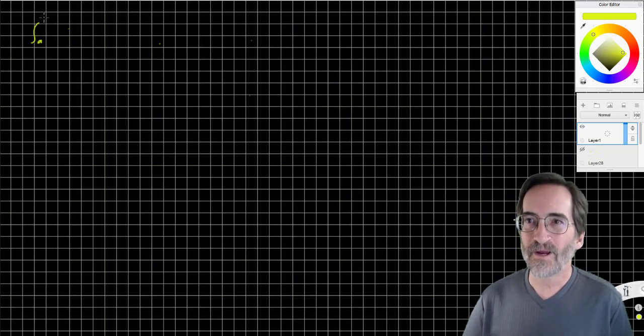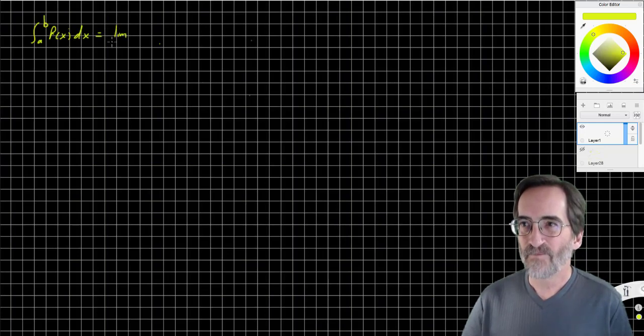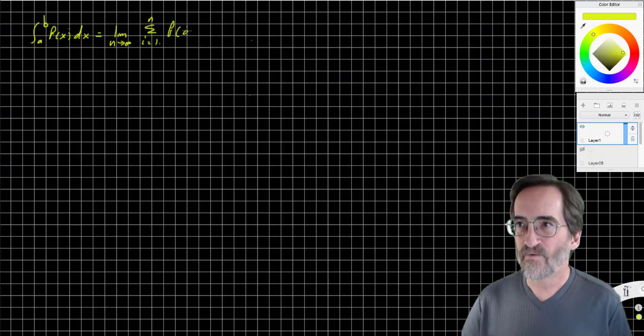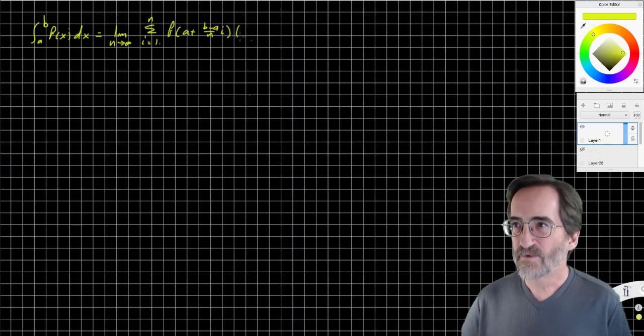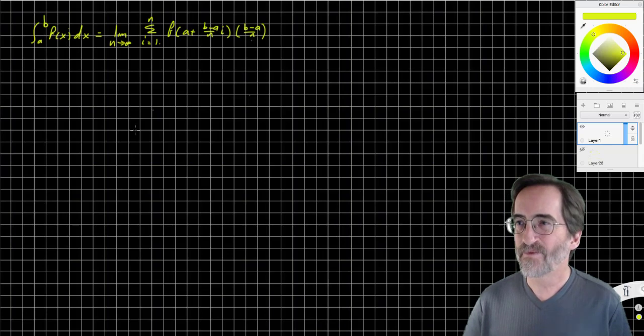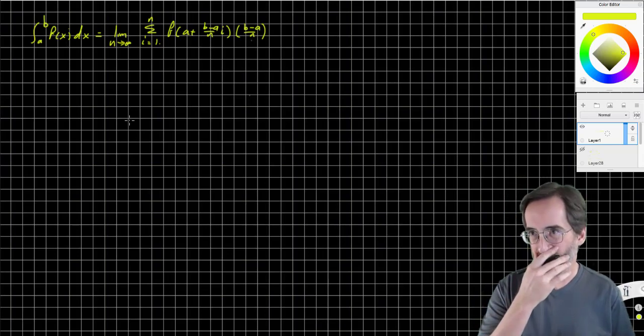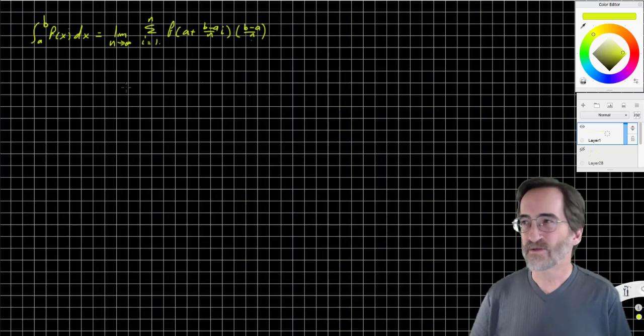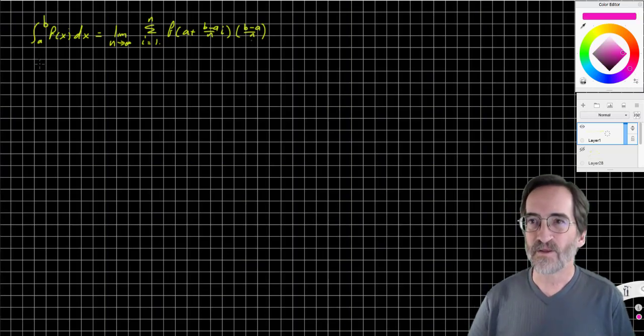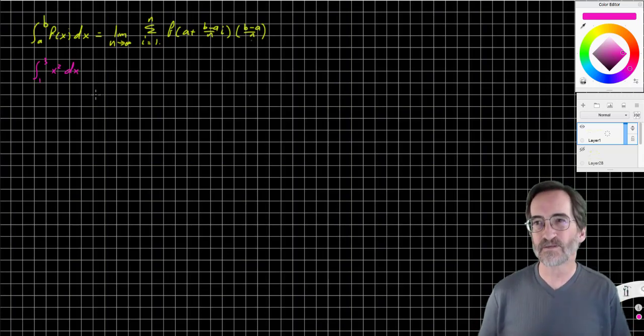The integral from a to b of f of x dx is the limit as n goes to infinity of the sum from i equals 1 to n of f of a plus (b minus a) over n times i, times (b minus a) over n. Look at that. Write it down like that a few times until you get it. You're going to get some questions about this. Let's now use this to find the integral from 1 to 3 of x squared dx. Okay, the integral from 1 to 3 of x squared dx.